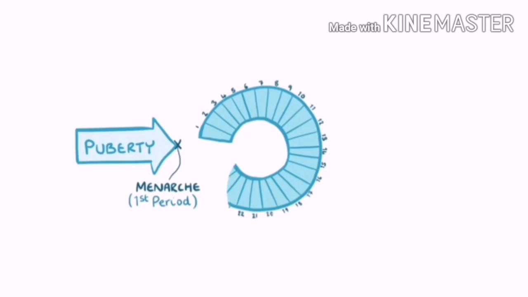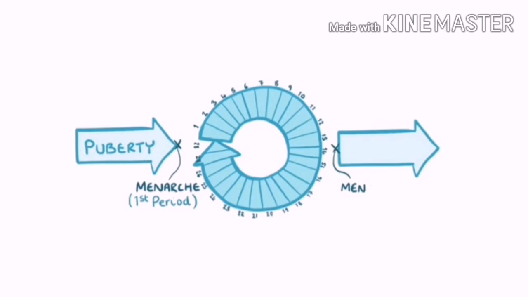Menarche, which refers to the onset of the first menstrual period, usually occurs during early adolescence as part of puberty. Following menarche, the menstrual cycle recurs on a monthly basis, pausing only during pregnancy, until a person reaches menopause, when her ovarian function declines and she stops having menstrual periods.